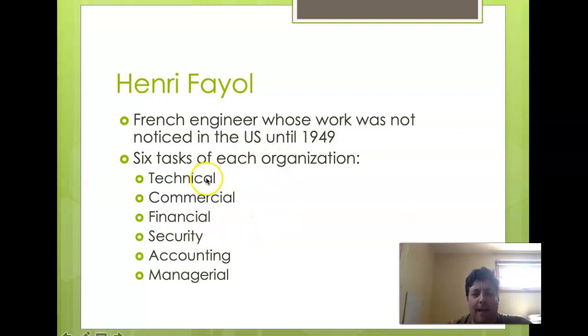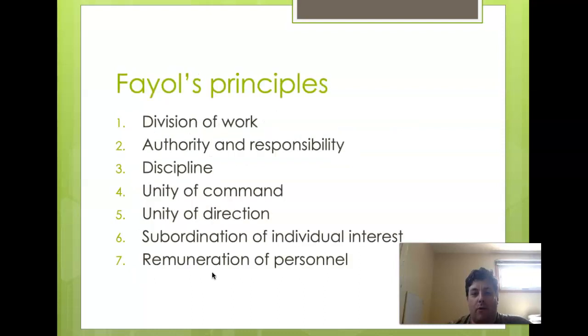Technical has to do with the making of products. Commercial has to do with marketing and selling the products. Financial has to do with the finances of the organization. Security has to do with things like intellectual property. Accounting has to do with how we account for sales. And then, of course, all of these things have to be managed, and that's what he was talking about.